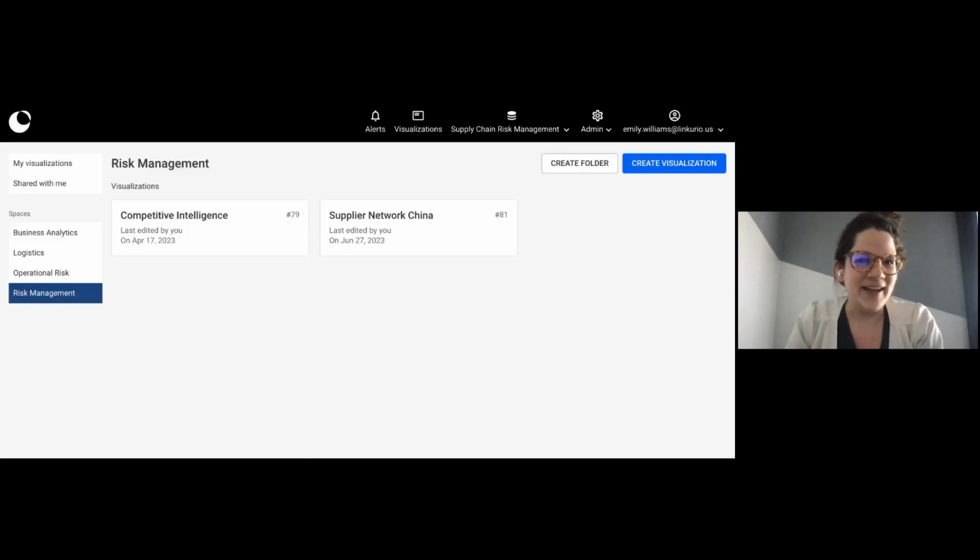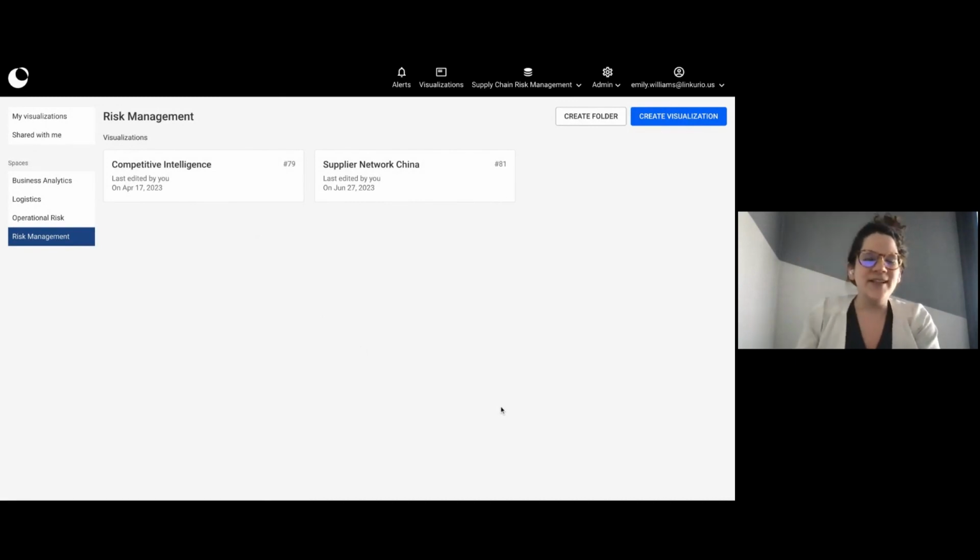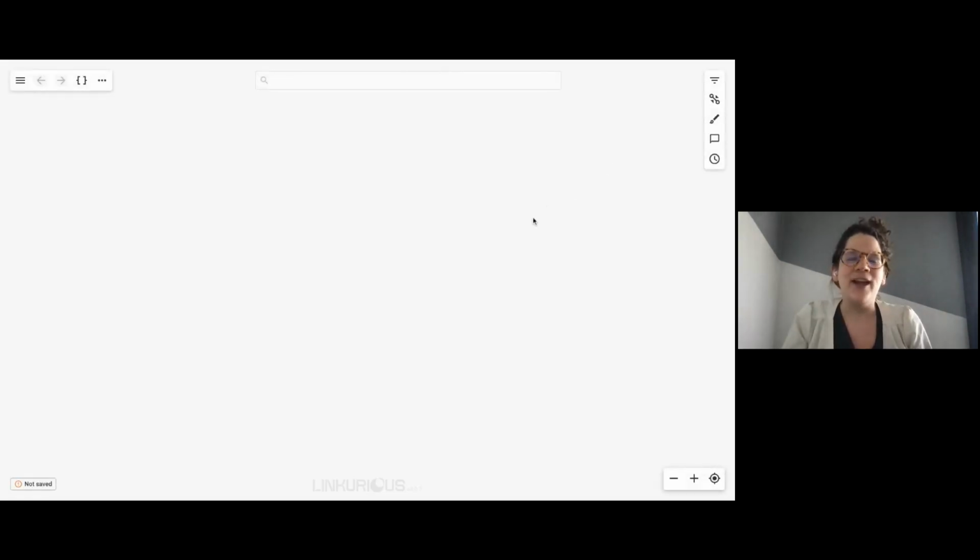So we can go ahead and jump into Linkurious Enterprise. So here's the dashboard, and again, the scenario is I am a risk manager for Globex Manufacturing, and my data engineering team has given me a database for my supply network in India. So I'm going to go ahead and start an investigation in my risk management space, and that way my other team members on the risk management team can also view my visualization, add comments, etc.